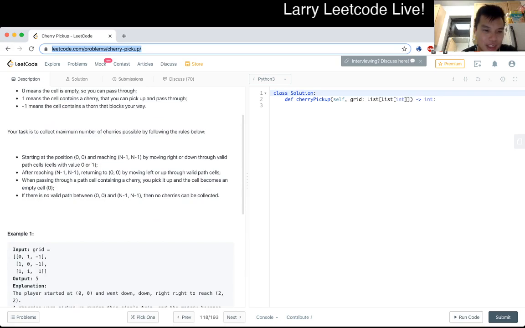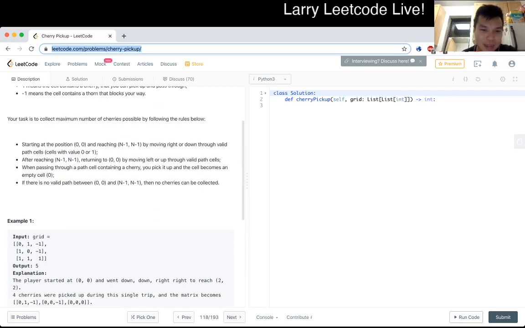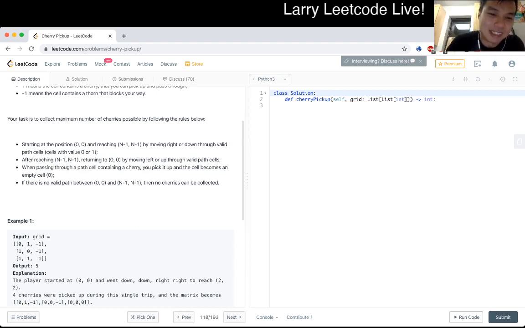Start at position 0, go to the other corner by moving right or down. After reaching the bottom, return to 0 by going left or up in the routed path. When passing through a path cell containing a cherry, you pick it up and the cell becomes an empty cell. Okay. If there are no routed paths, then no cherries can be collected. Okay.